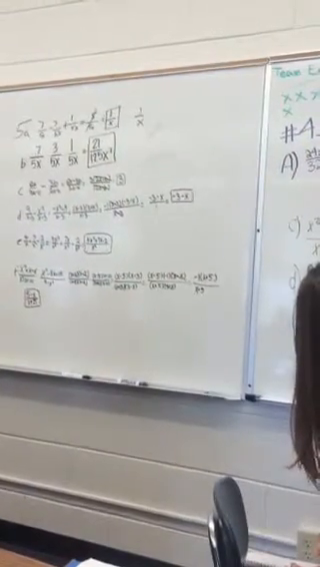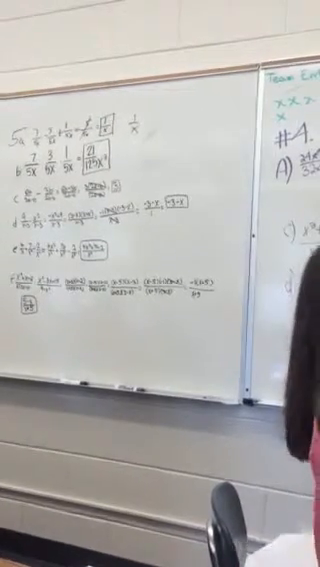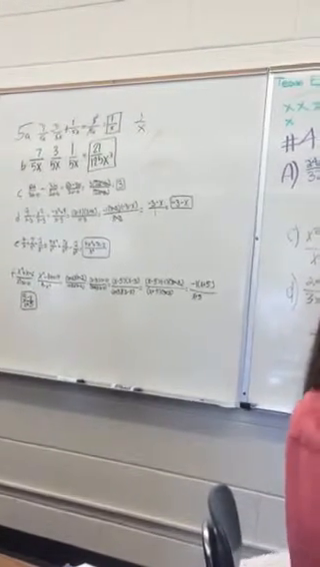You're not going to lose all the points you'd lose if you wrote 21 over 5x because you multiplied the numbers.